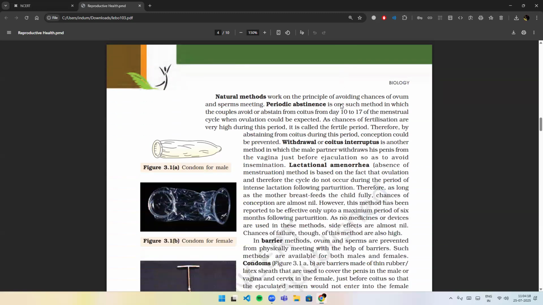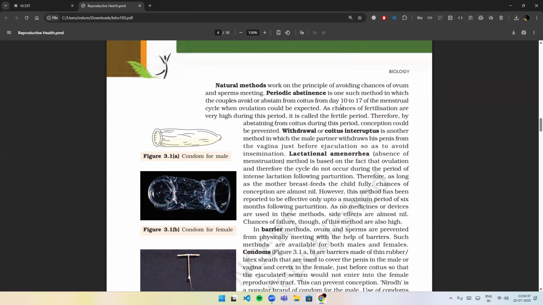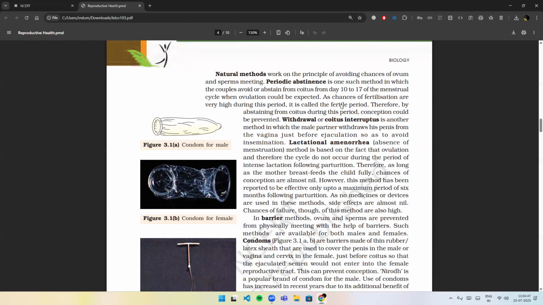Natural methods work on the principle of avoiding chances of ovum and sperms meeting. Periodic abstinence is one such method in which the couples avoid or abstain from coitus from day 10 to 17 of the menstrual cycle when ovulation could be expected. As chances of fertilization are very high during this period, it is called the fertile period. Therefore, by abstaining from coitus during this period, conception could be prevented. Withdrawal or coitus interruptus is another method in which the male partner withdraws his penis from the vagina just before ejaculation so as to avoid insemination.